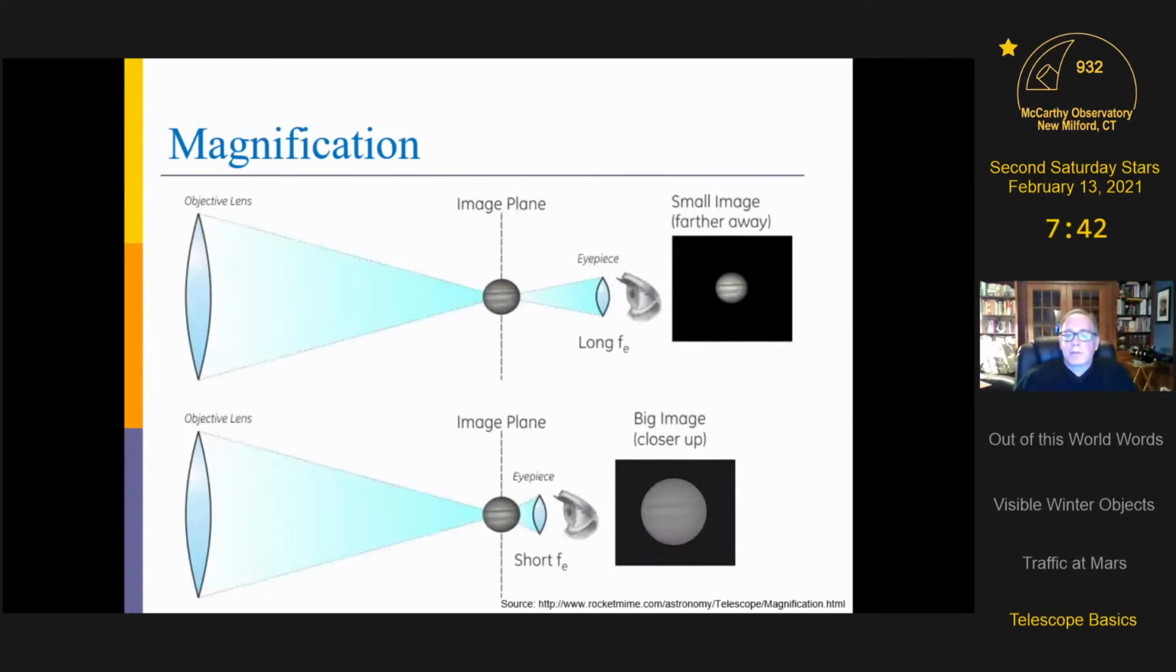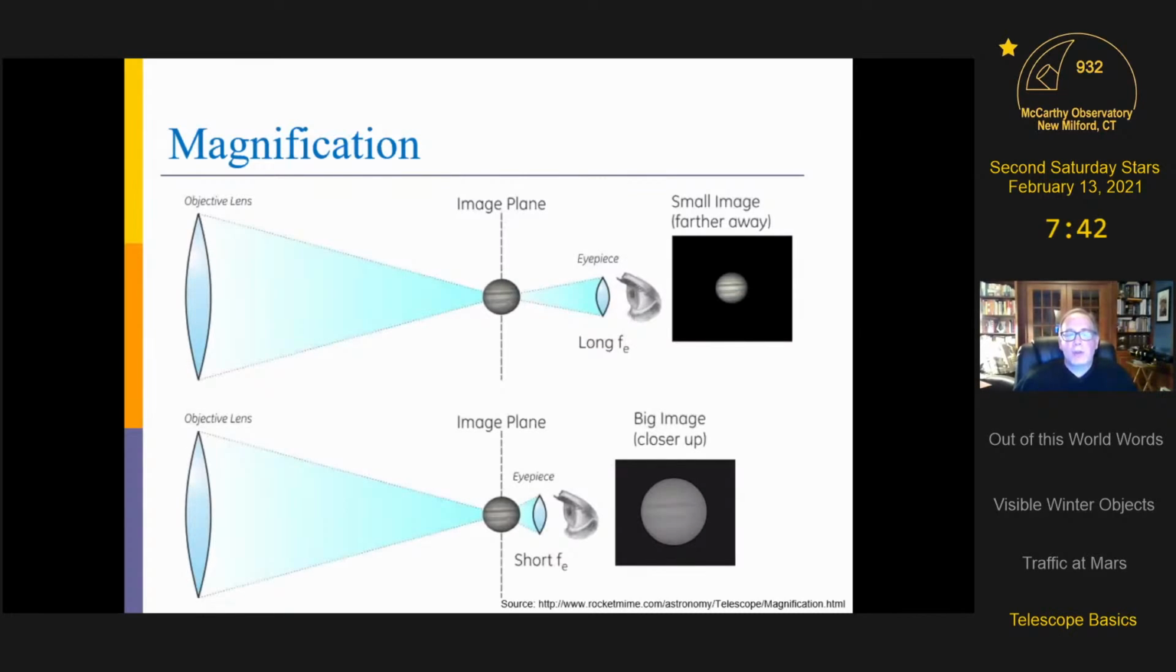Magnification is one of those characteristics we talked about earlier. And this image shows you how that works. When you use the same objective, same telescope, but you use different eyepieces, the magnification changes. If you use a long focal length eyepiece, then the image is smaller. If you use a short focal length eyepiece, the image gets more magnified.